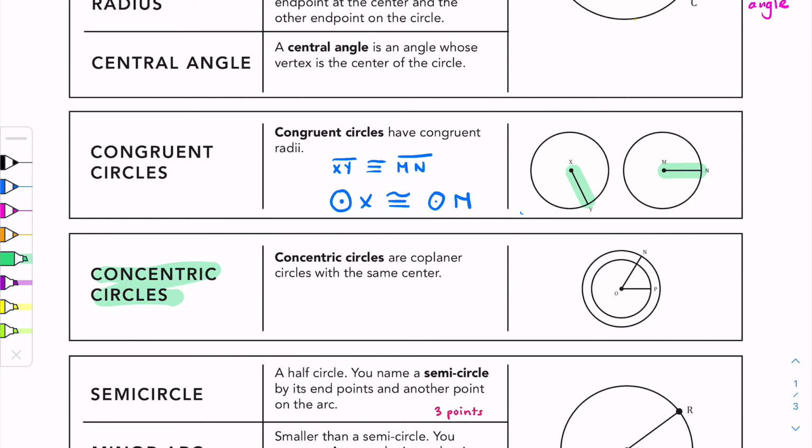Next, we're looking at concentric circles, and these are circles that are coplanar and with the same center. So it appears like one circle is inside of the other circle. That's what concentric circles are. Think of a target or a bullseye. Those are concentric circles. They fall within one another.